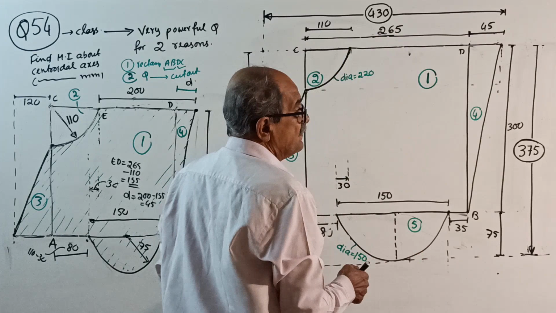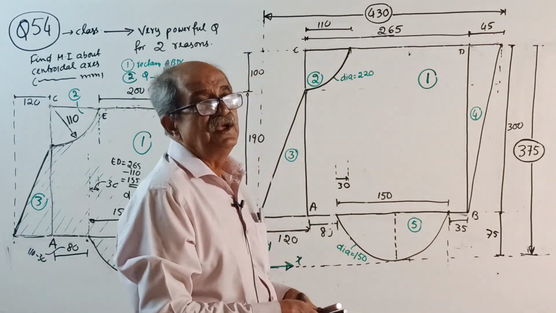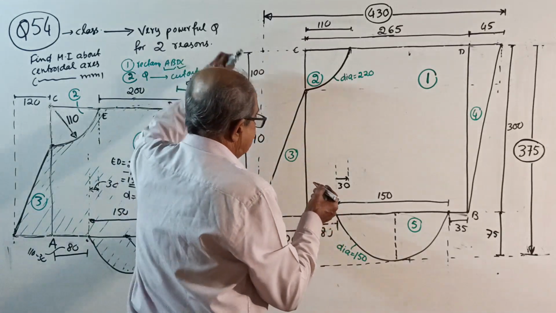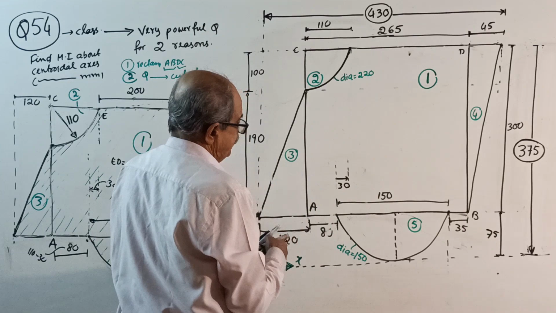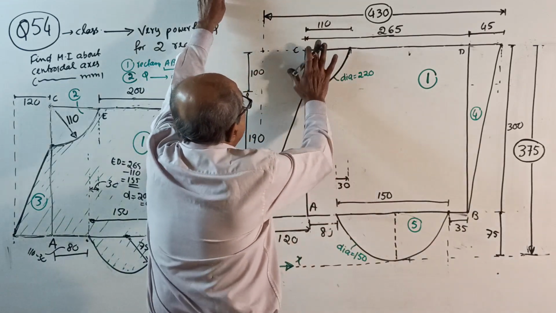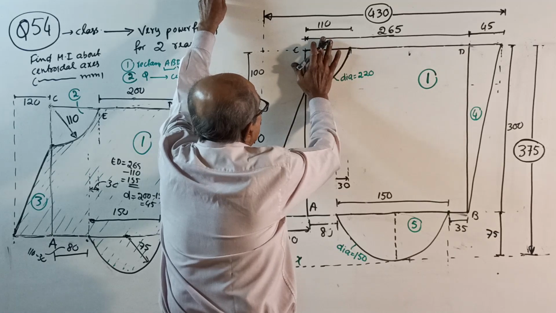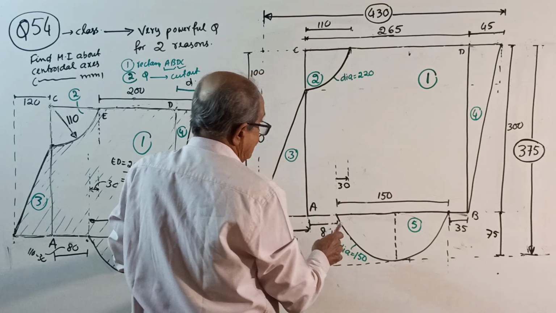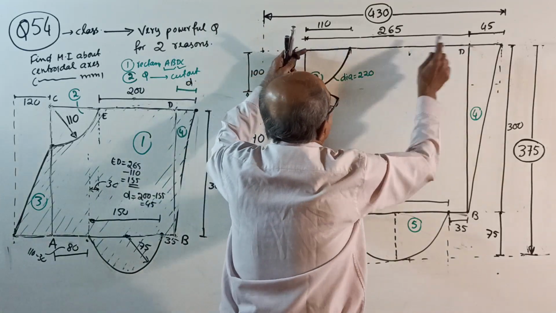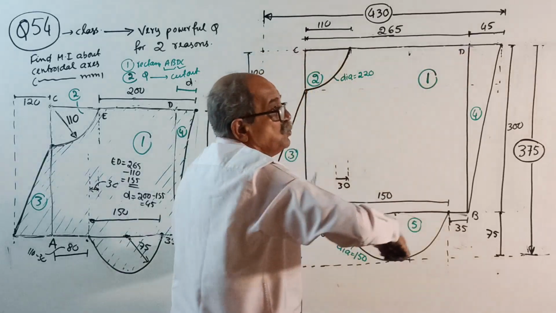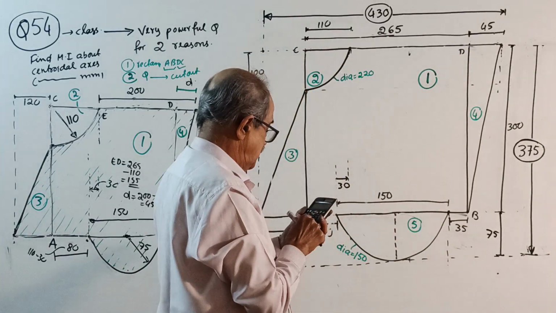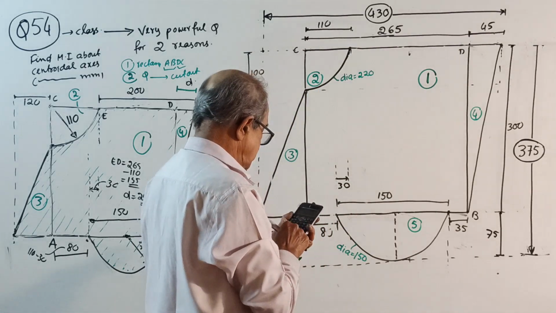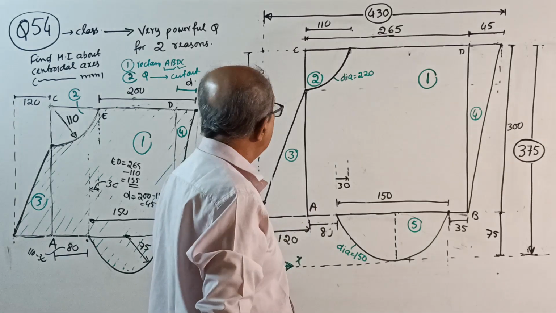Now everything is clear. Now the question is locating the centroid for each part. Okay, start. Centroid for one by one. Centroid for this rectangle first. Be careful, this 30 is required. This is 265. 265 by 2 is 132.5.